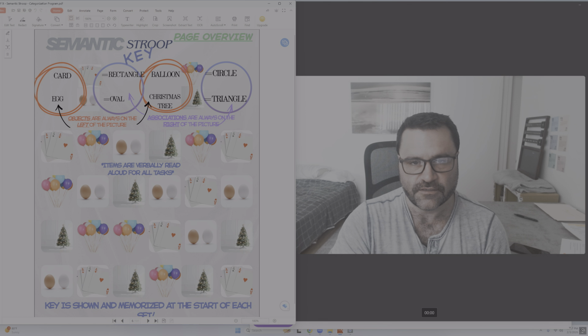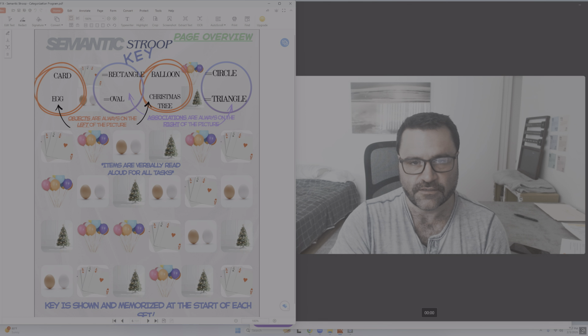So then the first page, like I said, is just rapid automatic naming. And what they'll do is just say card, balloon, egg, tree, balloon, card, balloon, egg, tree, egg, card, egg. They'll go through the whole page, making no errors and just saying it as accurately and quickly as possible. Easy. The next page, now we're just going to be looking at the association.